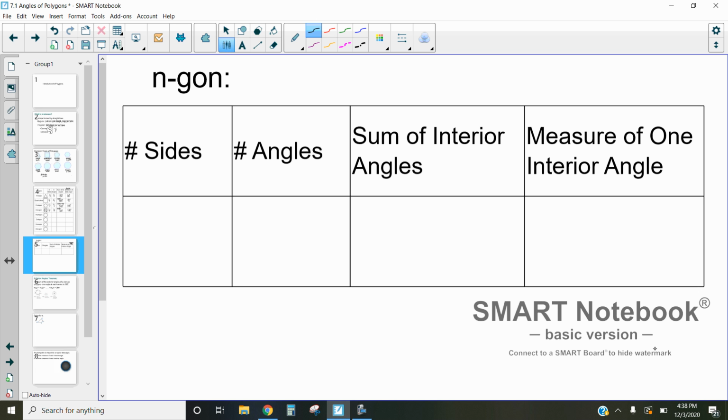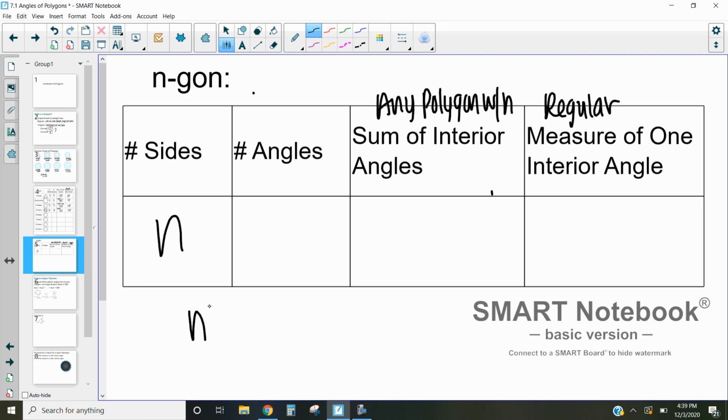When we're talking about an n-gon in this case, I am going to be talking about a regular polygon for the sake of the measure of one interior angle. But remember that the sum of interior angles is going to apply to any polygon with n sides. So that'll work for any of them. An n-gon has n number of sides, where n is greater than or equal to 3. It's also going to have n angles.